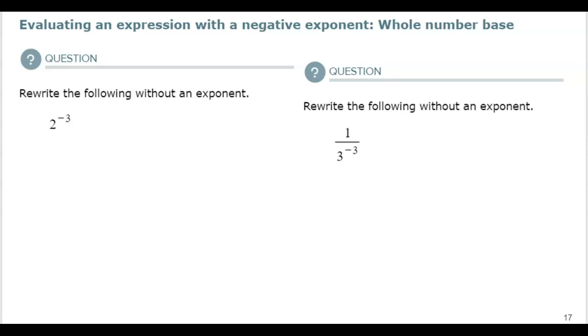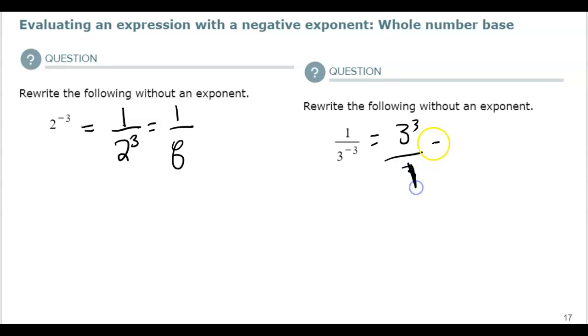So it asks us to rewrite this without an exponent. So first I'm going to get rid of the negative. 2 times 2 times 2 is 8. I'm going to get rid of the negative. I make it positive by bringing it to the numerator, and I end up with a 27.